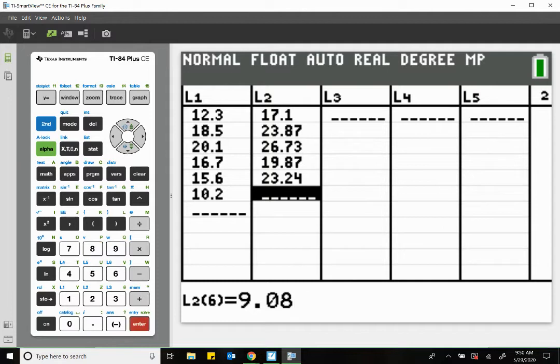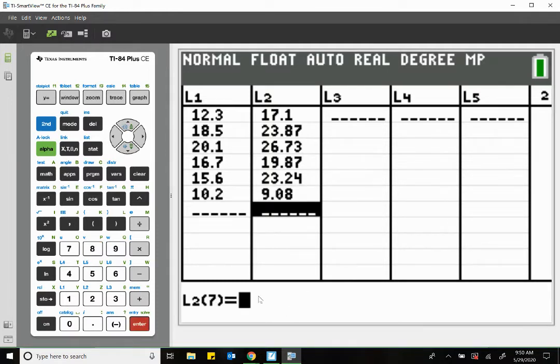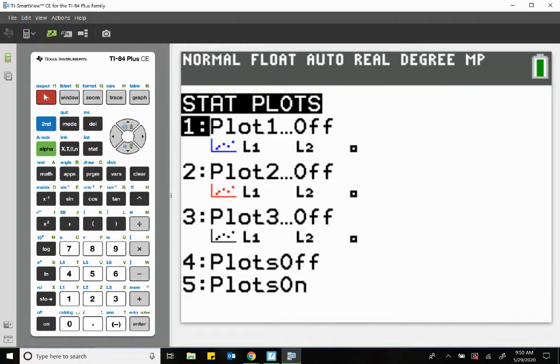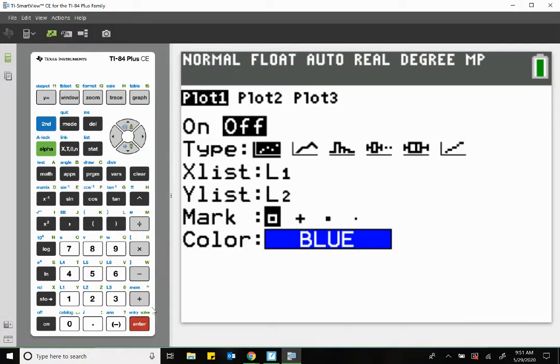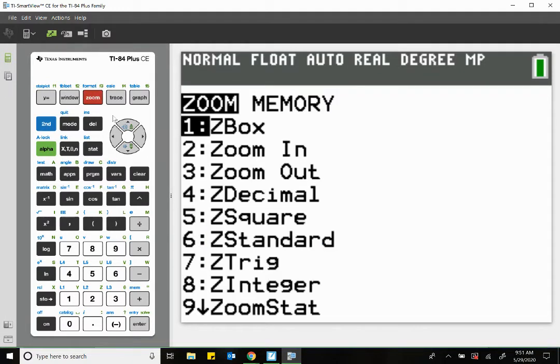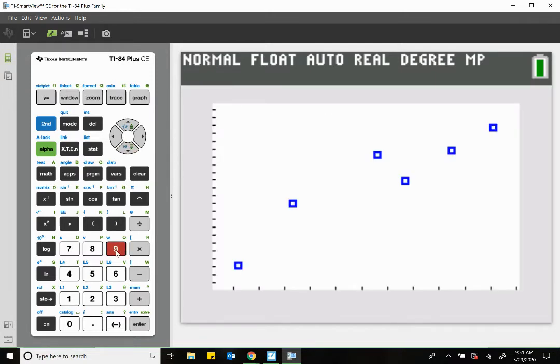Okay. So now we can go, and the first thing says, find the scatter plot. So hit second, y equals, turn on the scatter plot. So hit enter, and then now go to zoom and scroll down to number 9. Or you could just actually hit the button 9. And there's our scatter plot.